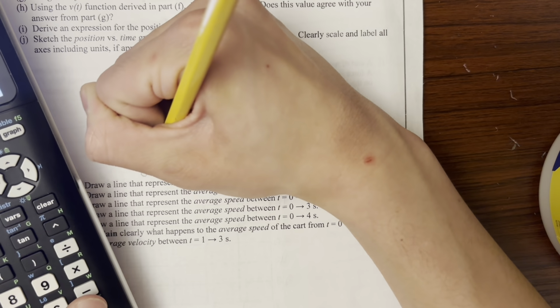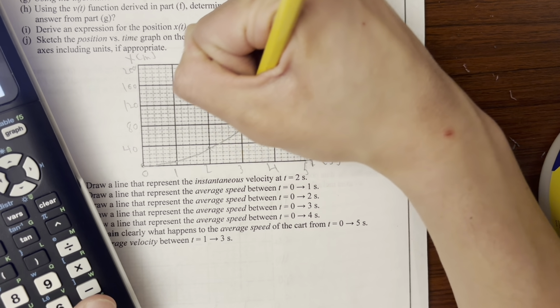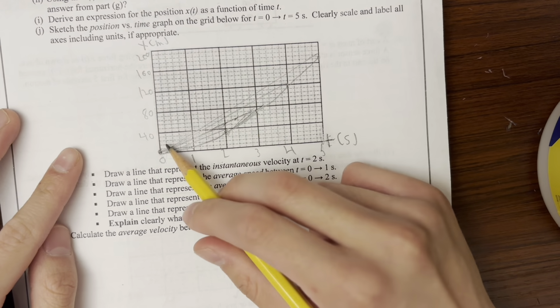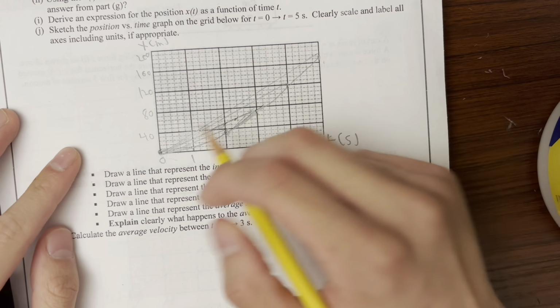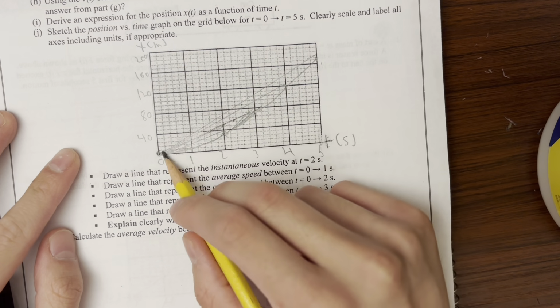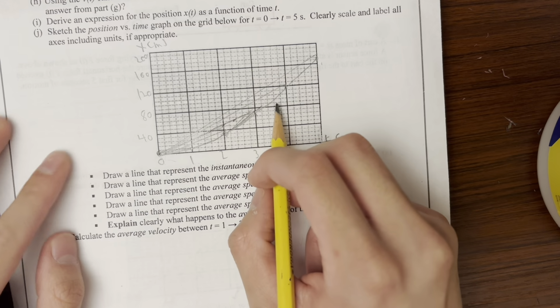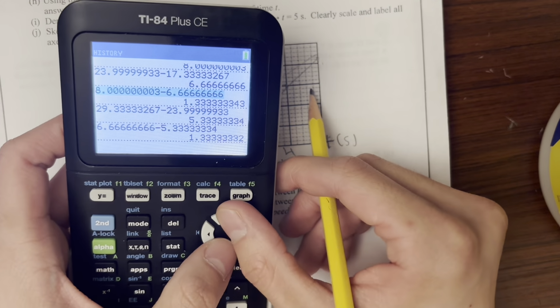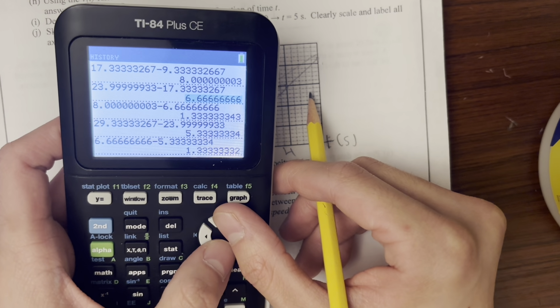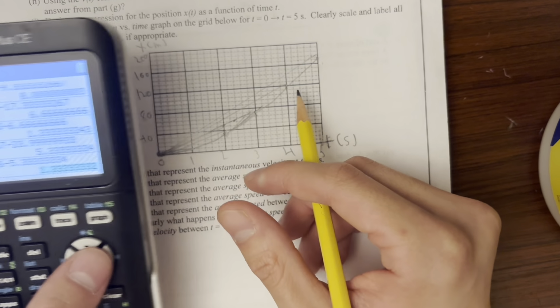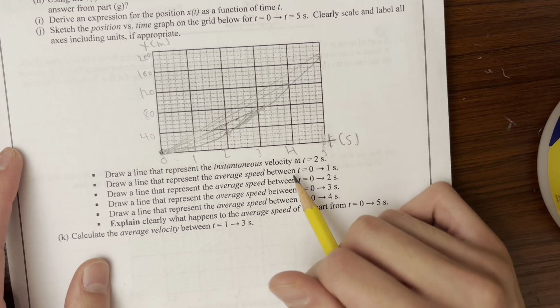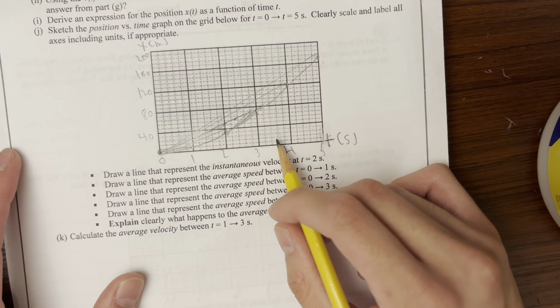And if we draw this, this is what our graph will look like from 0 to 5 for x of t. We see that as it approaches 5, it still increases, but the rate that it increases is decreasing. And if we compare the values and see how much they change, we notice that every second, the change is going down by about 1.33.